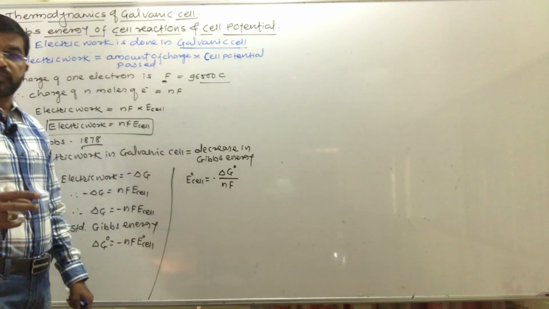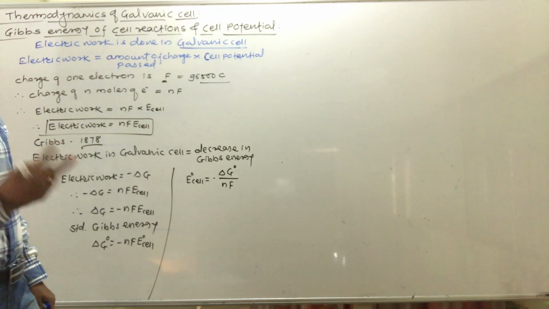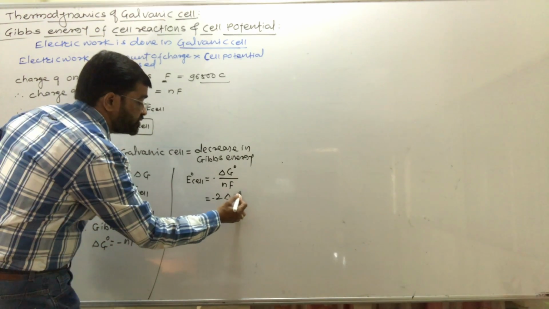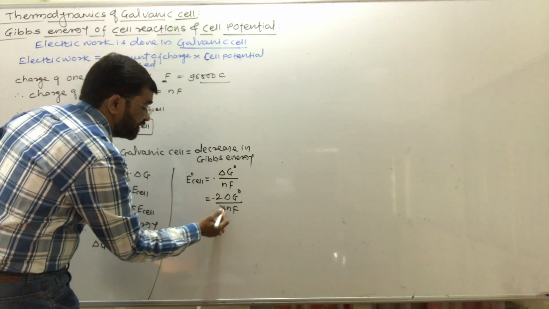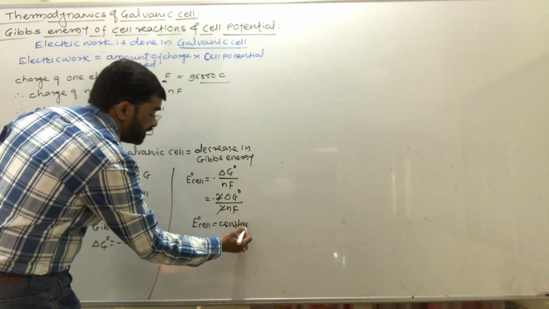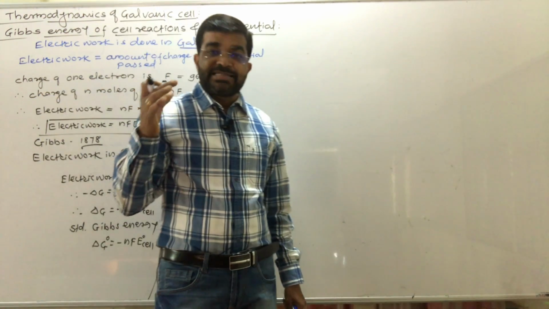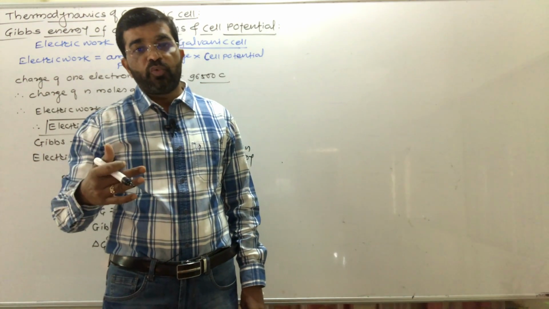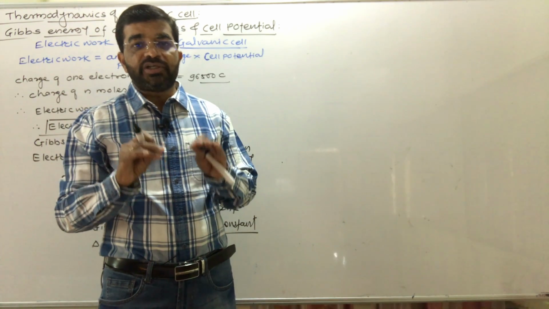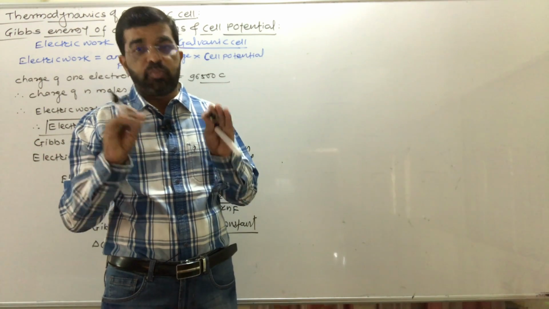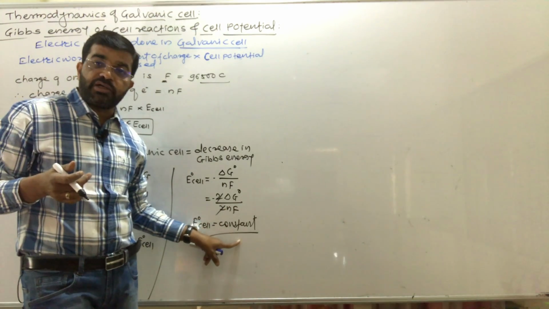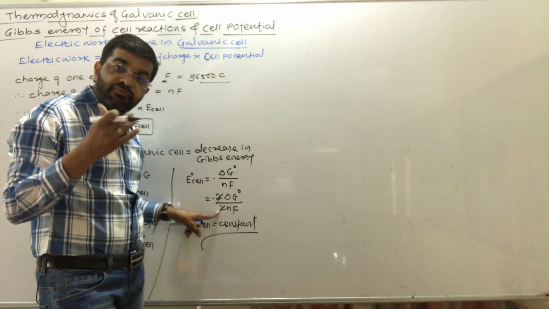If both the terms are multiplied by 2, it will be cancelled. For example, twice delta G0 upon twice nF will be constant, and cell potential is also constant. Therefore, if a cell reaction is multiplied by 2, 4 or any other factor, the cell potential does not change. Cell potential does not depend upon the amount or number of moles. It depends only upon the concentration.